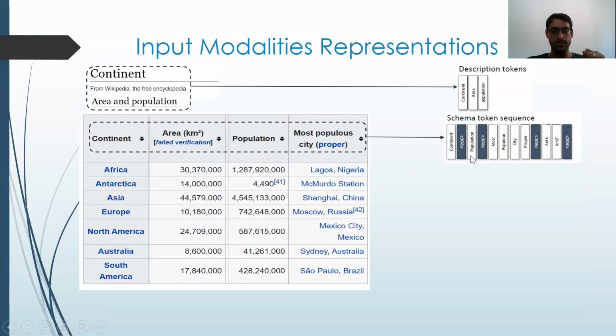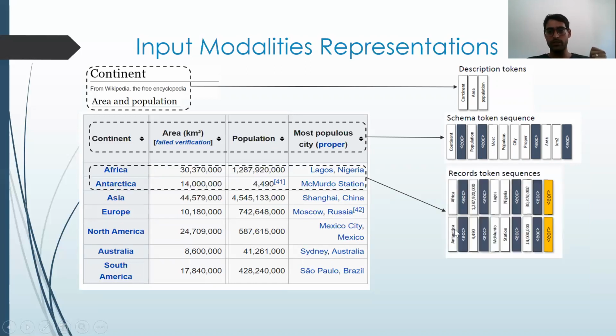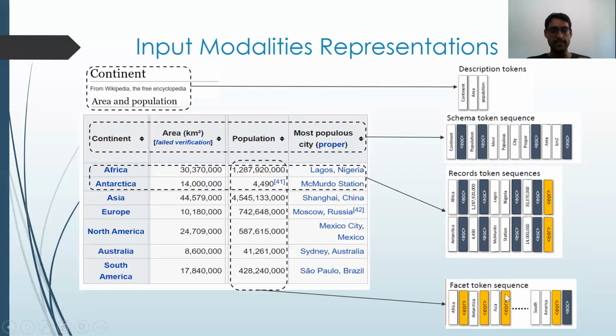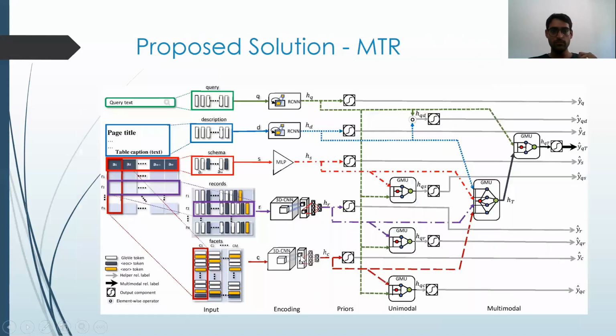of the different columns. Looking at the records, we further suggest a new dimension. This dimension we suggest to capture with an additional token called EOR, end of row. Finally, the representation of these facets is fairly similar. However, for the facets, we process the table by columns rather than by rows as we do for the records. Once we have the input representation, we can now move forward to the encoding.